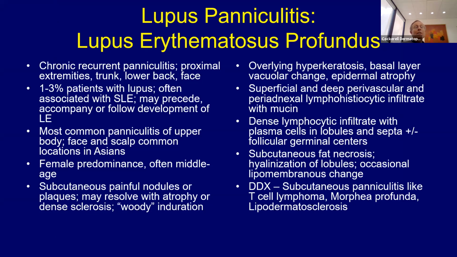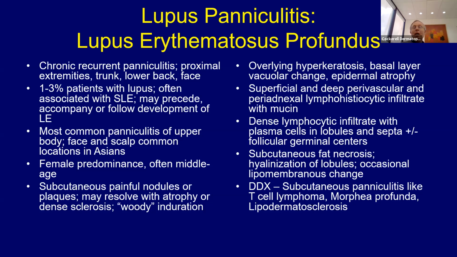So just remember that this is the most common panniculitis of the upper part of the body. About 1 to 3% of patients that have lupus have this. It's often associated with some form of systemic disease, so it's less commonly seen in patients that have just pure chronic discoid LE. They'll give you these subcutaneous nodules. They're often painful, and when they resolve, they give you a very dense, thick, woody feel.